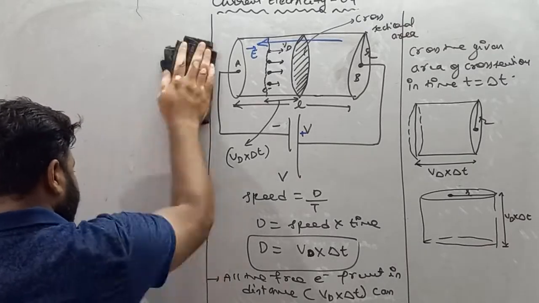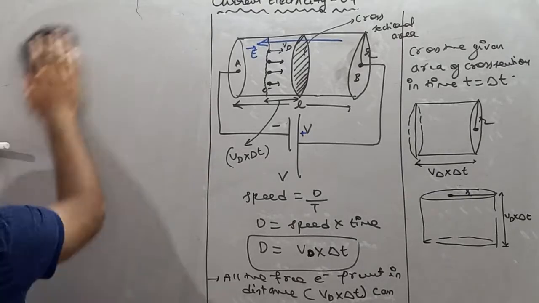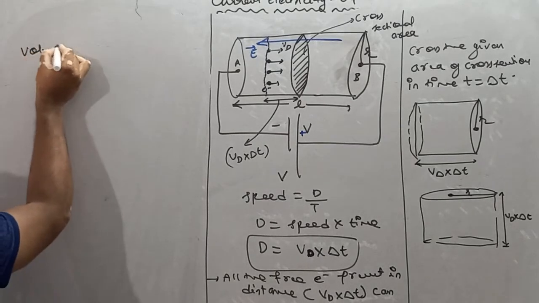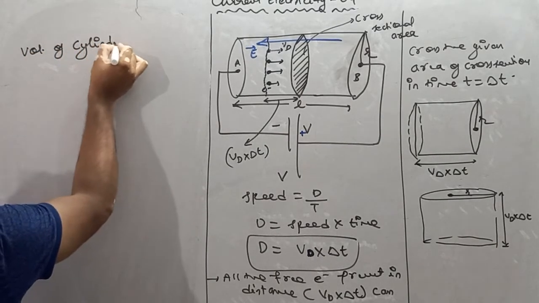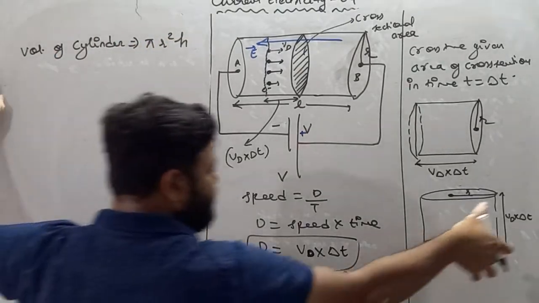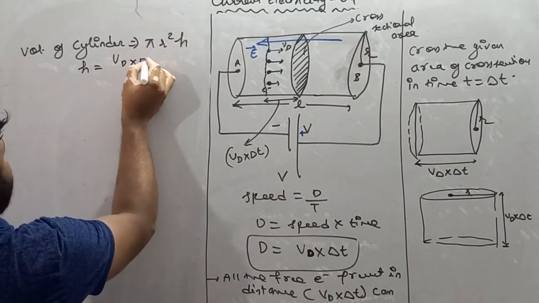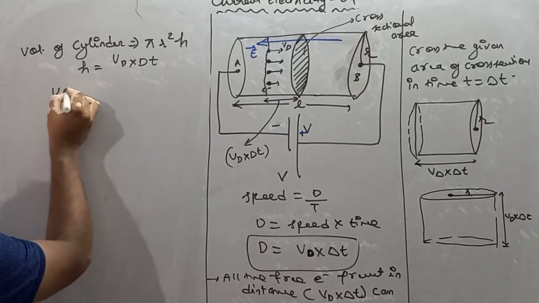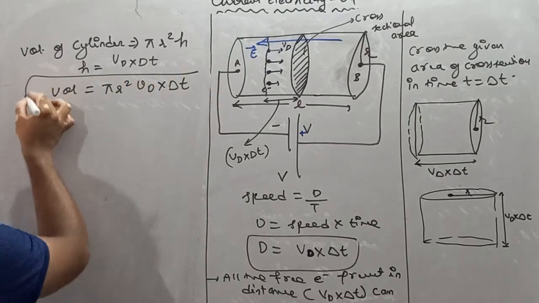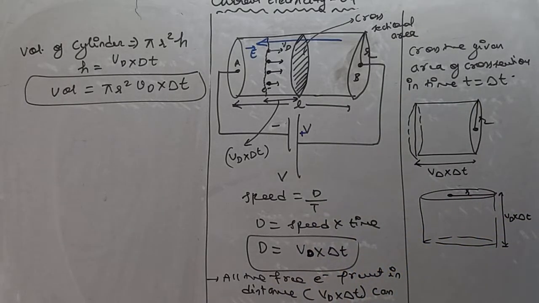I'm writing the volume of cylinder. So the volume of cylinder is pi r square h. See here, my dear student, the height of the cylinder is Vd into delta t. So we'll say volume is equal to pi r square Vd into delta t. So this is the volume of the cylinder.